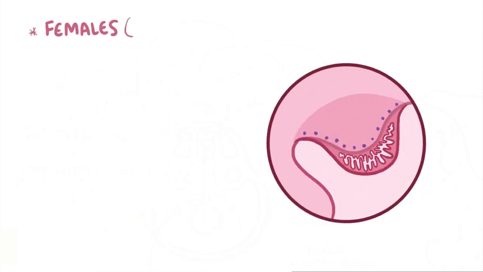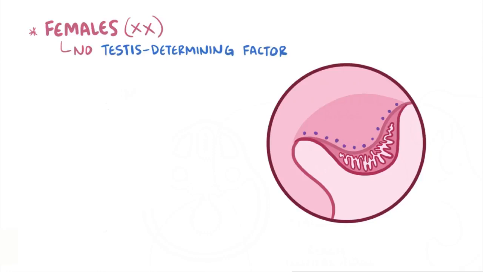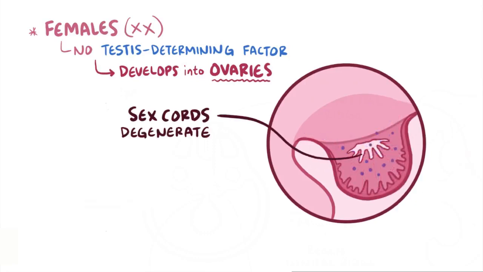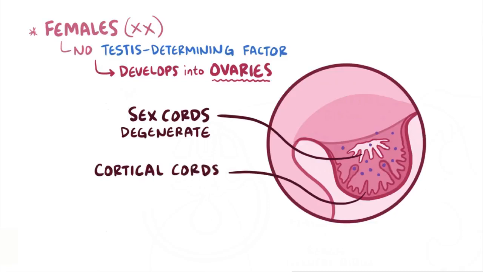Now, in a female, since there's no Y chromosome to secrete testis-determining factor, the undifferentiated gonads develop into ovaries. In this case, the primitive sex cords also extend toward the center of the gonad, but they degenerate soon after. The surface epithelium proliferates again, and forms a second set of projections called cortical cords. The cortical cords rearrange to form nests of follicular cells that surround the primordial germ cells.